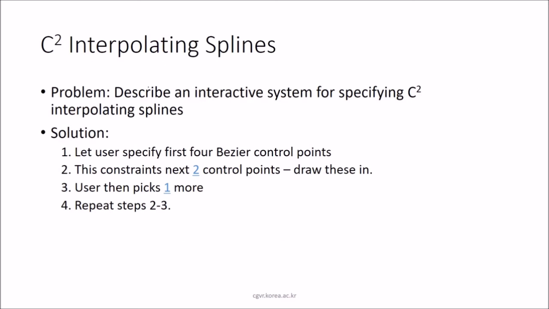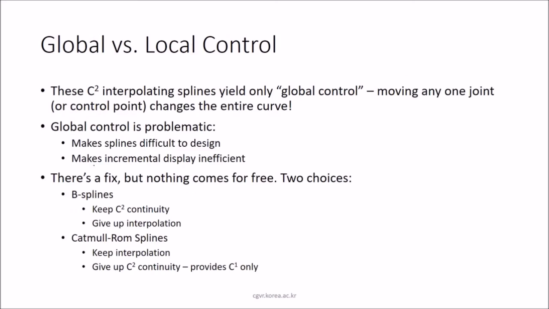For C2 interpolating splines, the problem is to describe an interactive system for specifying them. And the solution would be, let us have the user specify the first 4 Bezier control points. The constraint fixes the next 2 control points, and we draw these in. The user then picks one more, and we repeat steps 2 to 3.